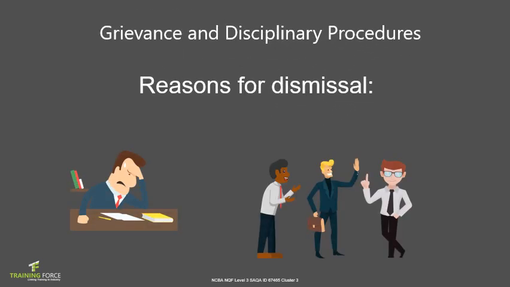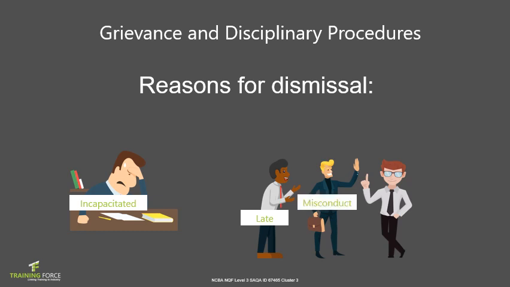Reasons for grievance and disciplinary procedures may include incapacitation, when somebody can't really work anymore, when they're too stressed out, when they're late constantly every day, go home early every day, when there's misconduct, behaving against the standards of the organization, and then also bullying and violating people's privacy, and also harassment, including sexual harassment. Now, these are all reasons for dismissal.